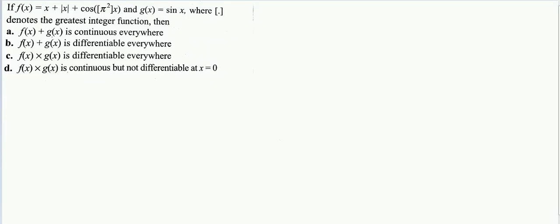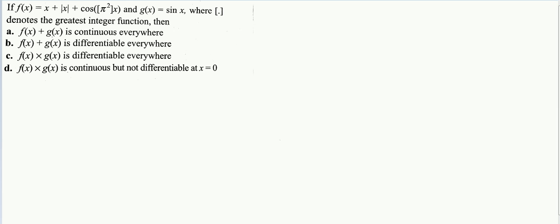So in this particular video, I am going to solve a JEE main level question on continuity and differentiability. The question is as you can see on your screen. So we have been given two functions, f of x and g of x, and we need to comment on the continuity of the sum of the two functions and the differentiability of the product of the two functions.